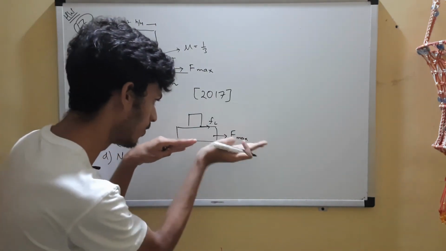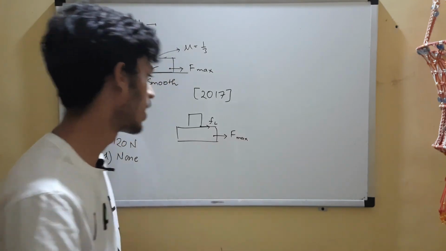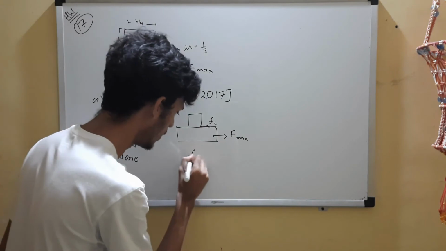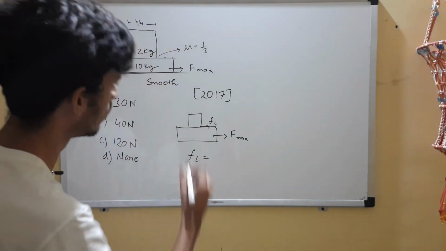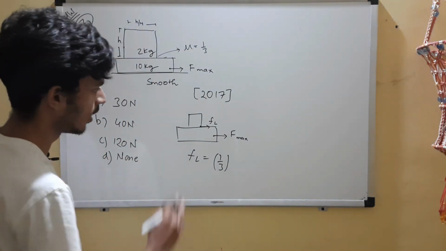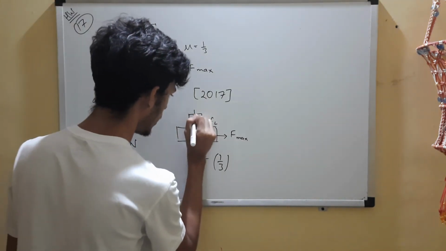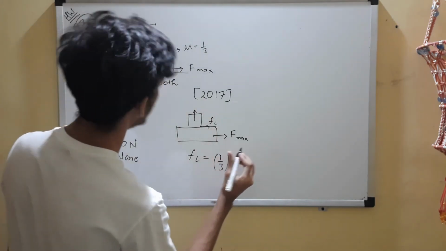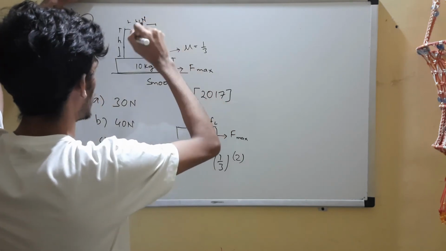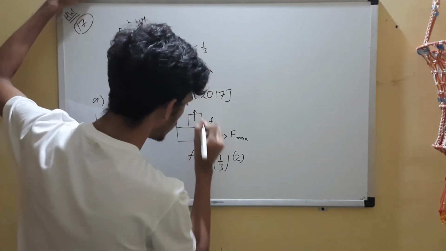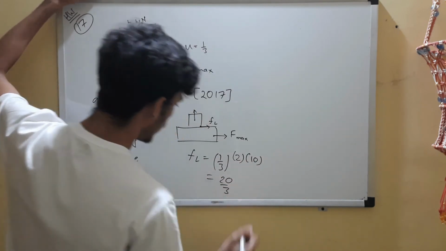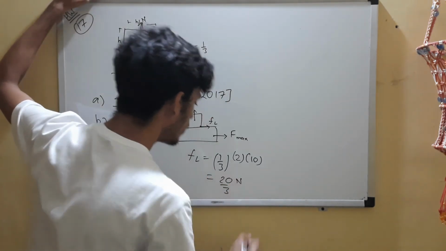When this is the maximum force for which both of them are moving together, the driving force for the block on top will be the limiting friction. So let's find the limiting friction. It will be mu s, or 1 by 3, mu value is the same. So mu into mg, right? N will be mg, so m, which is 2 for this block. So 2 into g, that will give us 20 by 3. So the limiting friction value is 20 by 3.